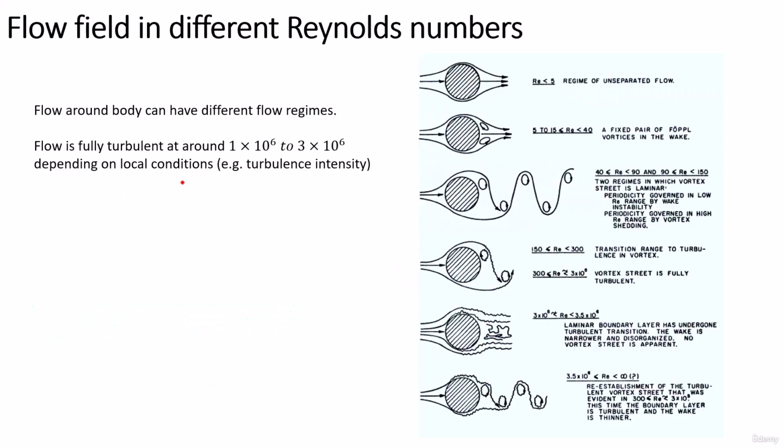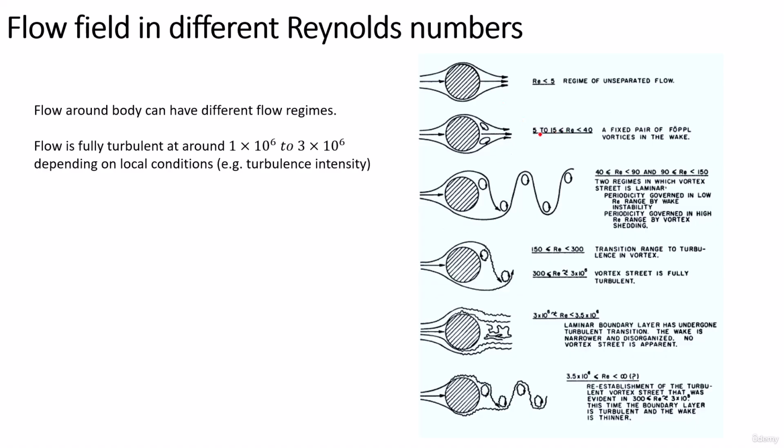Okay, now if I take the example of flow around a sphere or circular cylinder, here you can see when the Reynolds number is less than 5, the flow is fully attached with the geometry, no separation there.